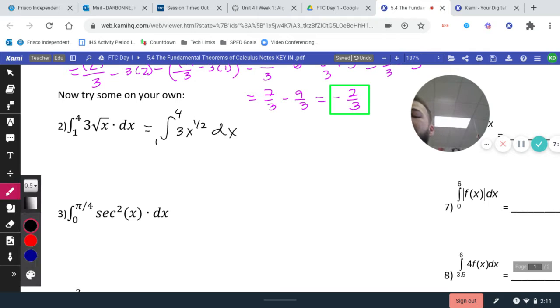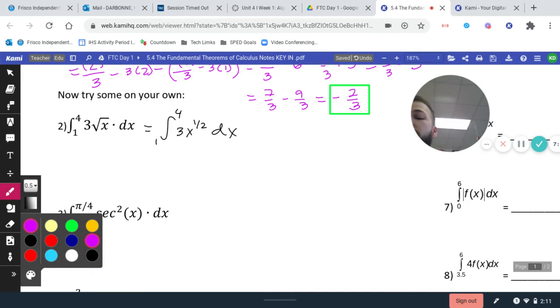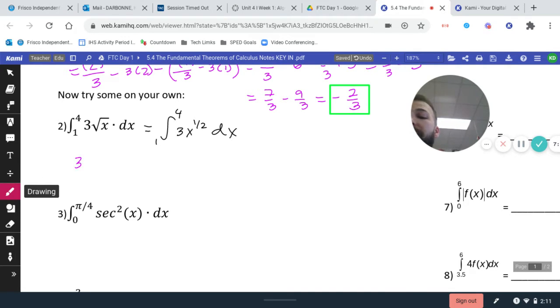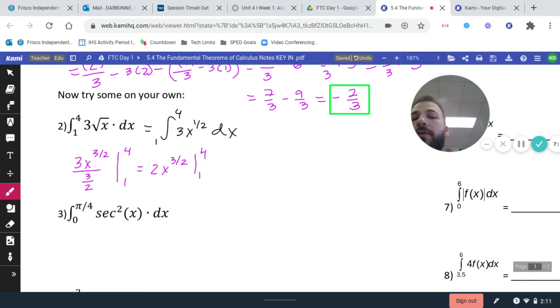So 3x to the 1/2 is equal to 3x to the 3/2 divided by 3/2. I'm evaluating that from 1 to 4. And before I plug in, remember dividing by 3/2 is the same as multiplying by 2/3. If I multiply by 2/3, those 3's are going to cancel out. So I get just 2x to the 3/2 power. And I'm still evaluating it from 1 to 4. Okay, so now I just need to plug in.